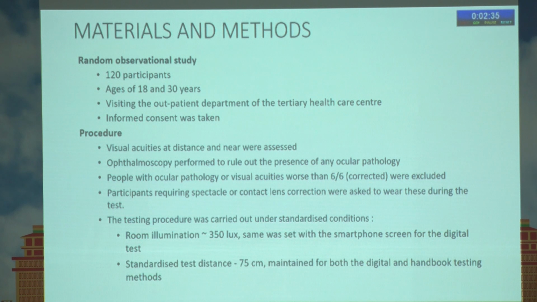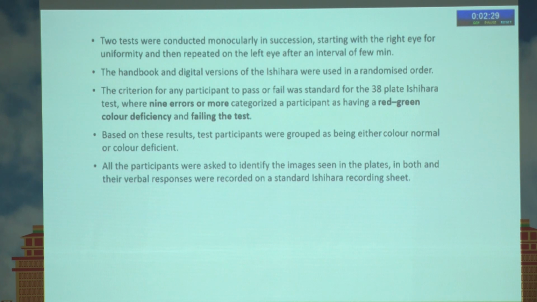Participants with spectacles or contact lenses were asked to wear those. Room illumination and standard distance were maintained. Two tests were conducted, first the right and then the left eye, and both the handbook and digital version were used randomly. Nine errors or more in the Ishihara were categorized as red-green deficiency and failed the test.